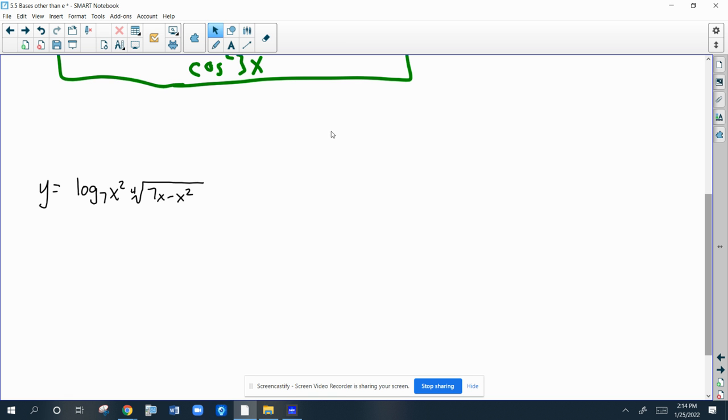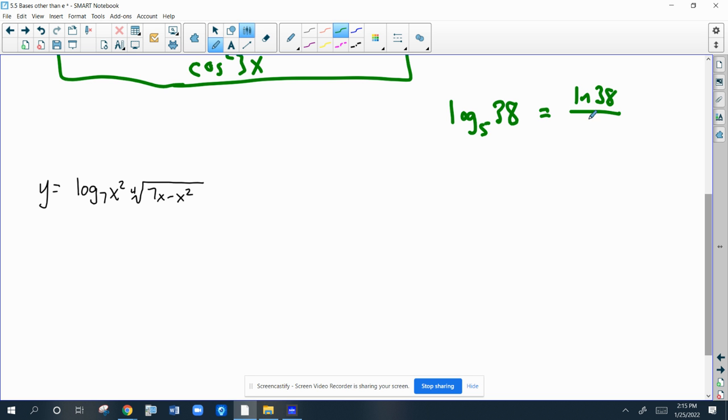So the change of base formula, the log base anything, say 5, of anything, say 38, is always the log of 38 over the log of 5, no matter what base you use. So I'm going to decide to use the natural log. So this is the natural log of 38 over the natural log of 5. So that's how you use change of base. You can change any log to natural logs.